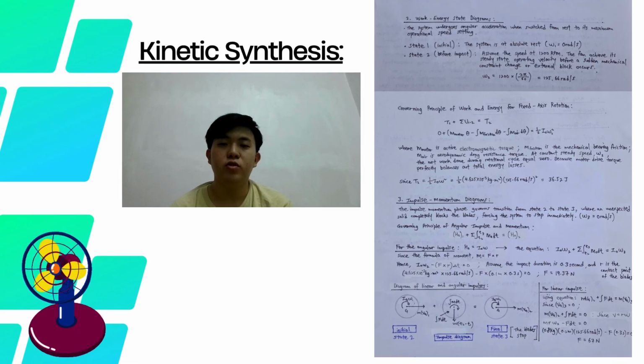Next, I analyzed the motion using the work-energy method. In step 1, I represent the initial condition where the fan is rotating at operating speed. At step 2, I represent the moment just before the fan stops, where the rotational velocity has decreased due to mechanical and aerodynamic resistance. Using the work-energy equation, I assume there was no external work input after switching off the fan. Therefore, I use the principle of conservation of work and energy, which is T1 plus the summation of U1 to 2 equals T2. Since the final kinetic energy becomes zero, the initial rotational kinetic energy is dissipated mainly through friction and air resistance. Then I continued the analysis using the impulse-momentum method.